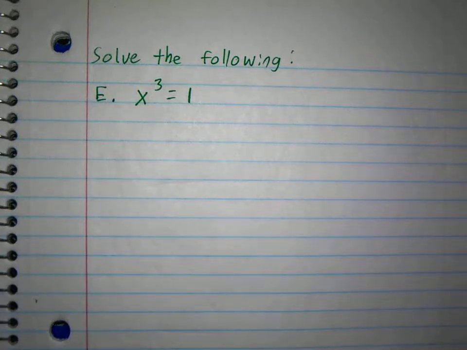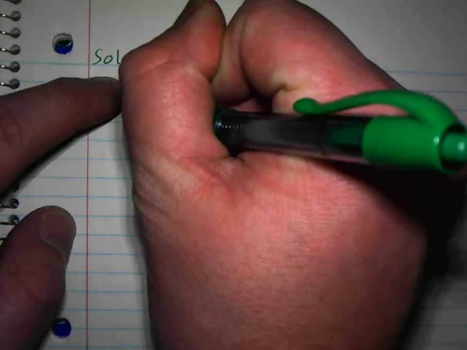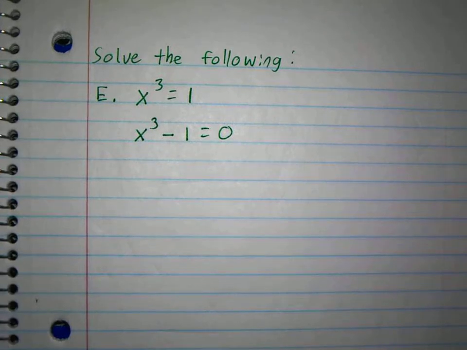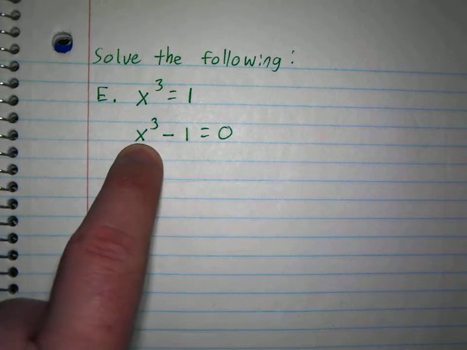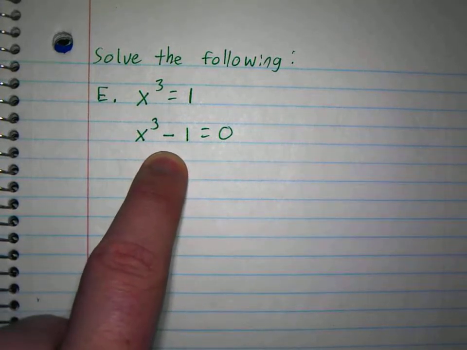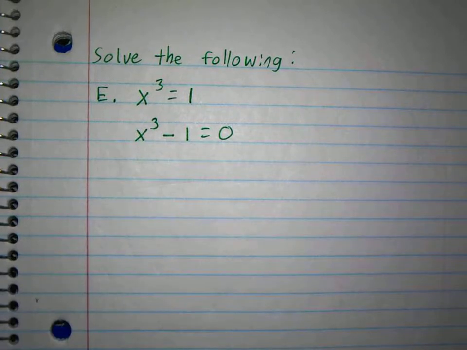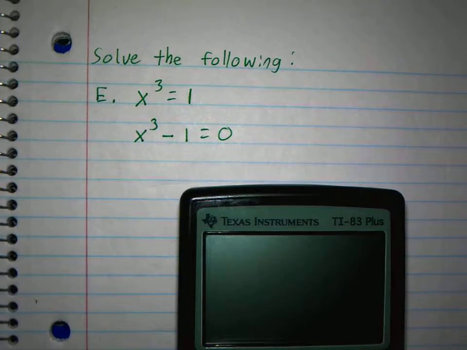Solve the following: x cubed equals 1. So the first step is to put it in standard form. x cubed minus 1 equals 0, because I moved the 1 to the other side. Now, I could tell you that anytime you have a cubic with only two terms, that they're going to be imaginary. But let's go ahead and just see what it looks like.